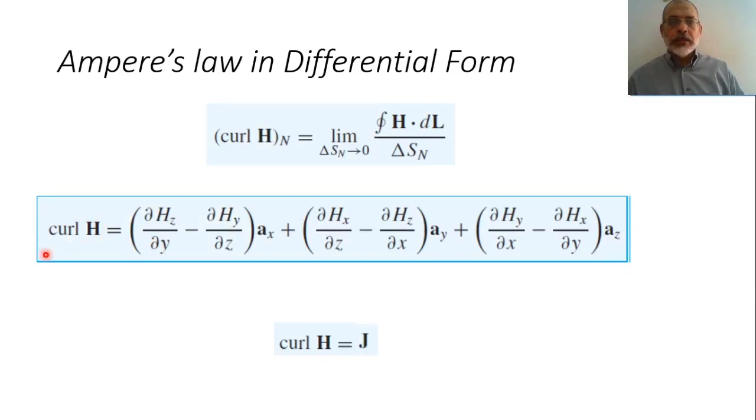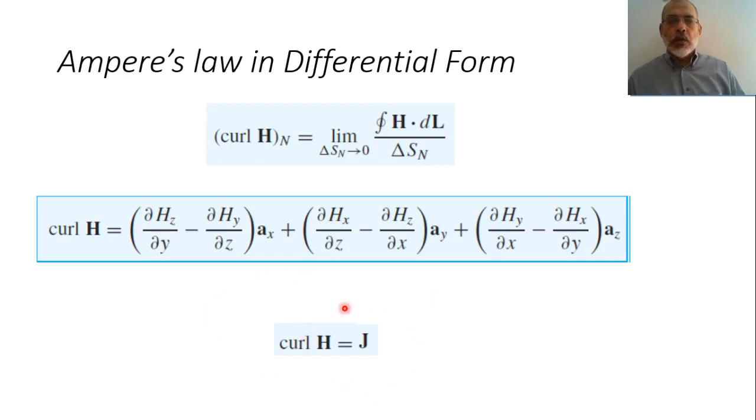In general, we can say that the integration of a closed path H dot dl over the normal surface, regardless of the direction of the surface x, y, z, would be the derivative of Hz with respect to y minus Hy with respect to z in the x direction, which equals the current density Jx, plus the derivative of Hx with respect to z minus the derivative of Hz with respect to x in the y direction, which equals the current density Jy, plus the derivative of Hy with respect to x minus the derivative of Hx with respect to y in the z direction, which equals the current density Jz.